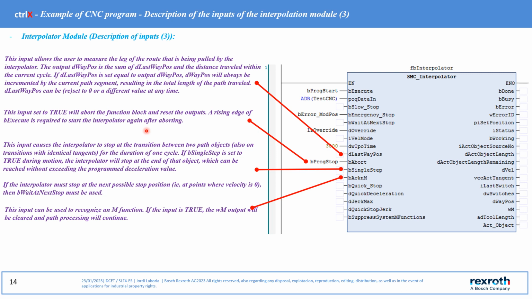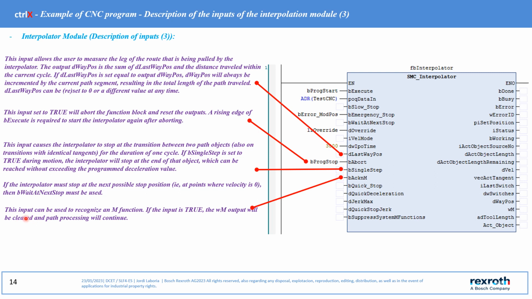B single step. This input causes the interpolator to stop at the transition between two path objects, also in transitions with identical tangents, for the duration of one cycle. If B single step is set to true during motion, the interpolation will stop at the end of the object which can be reached without exceeding the programmed deceleration value. If the interpolation must stop at the next possible stop position, at points where velocity is 0, then B wait at next stop must be used.